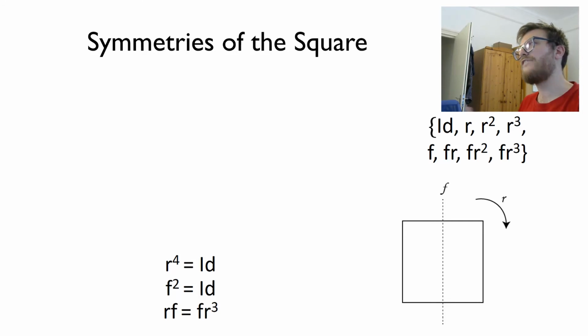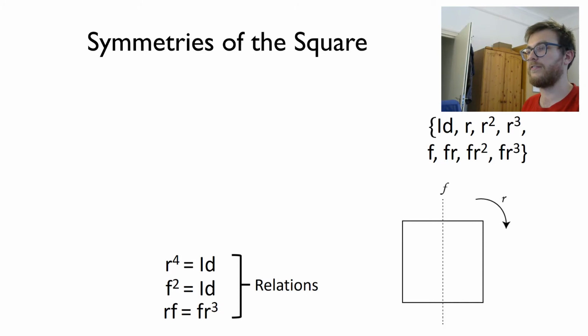So F and R are known as generators for this symmetry group because every single symmetry can be written in terms of F and R. And these three equations here that we've discovered are known as relations, since they describe relationships between the generators. Okay, why did we bother doing all of this? It looks like just a relabeling, right? Well, actually, it has revealed the structure of the group of symmetries to us, how they combine together.